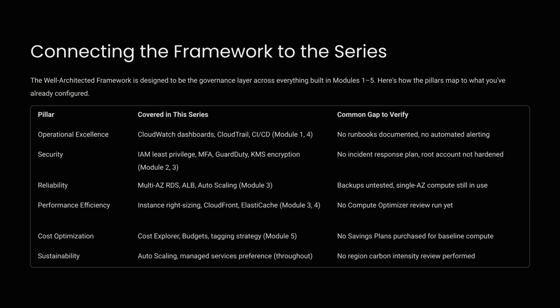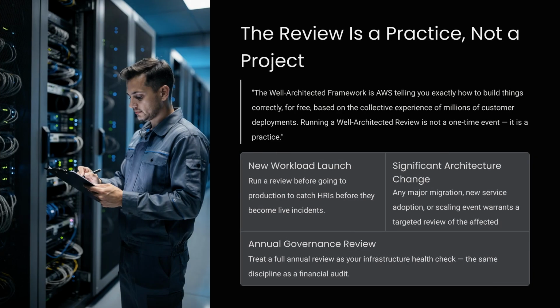The Well-Architected Framework acts as the governance layer for everything built in this series. Here, we map the 6 pillars to the architectural components covered, noting common gaps to verify in your own workload. The Well-Architected Review is a practice, not a project. Use it before launching new workloads and after significant architectural changes. Treat a full annual review as your infrastructure health check, similar to a financial audit.